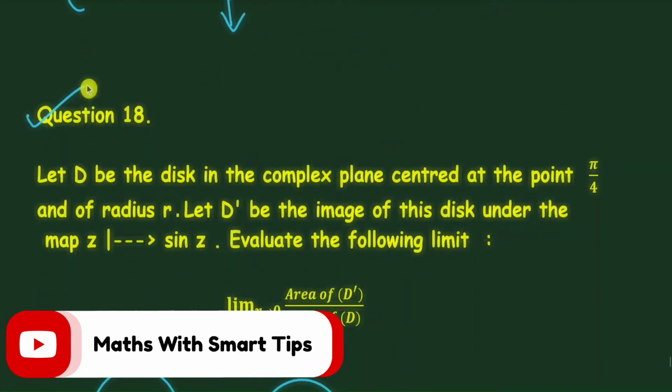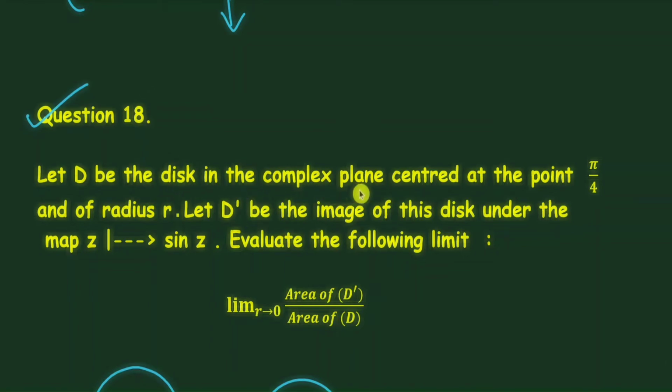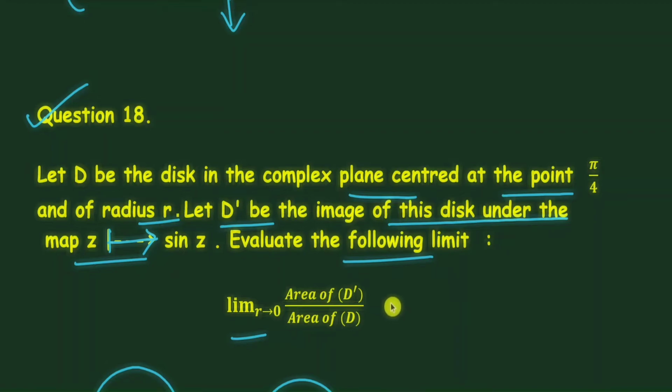Question number 18 says: let D be the disk in the complex plane centered at the point pi by 4 and radius r. Let D dash be the image of this disk under the map z to sin z. Evaluate the following limit: r tending to 0, area of D dash by area of D. This is a very interesting and important type of problem.